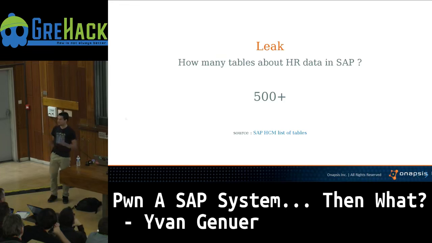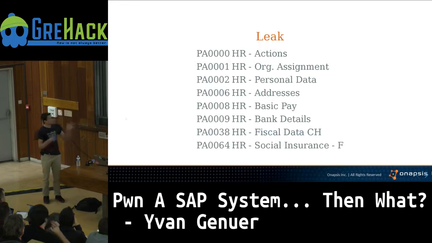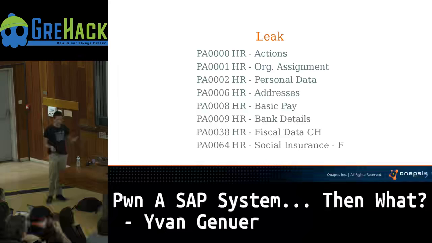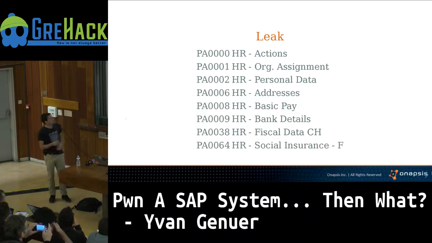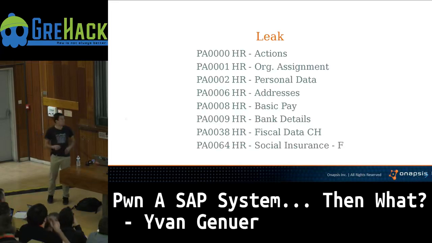This is just an example, so I managed to put just some of them. The most important, the action, this is the salary, basically. And you get the address, the bank data, and so on and so on. It's fun. There is also one dedicated to Swiss fiscality. Don't know why.